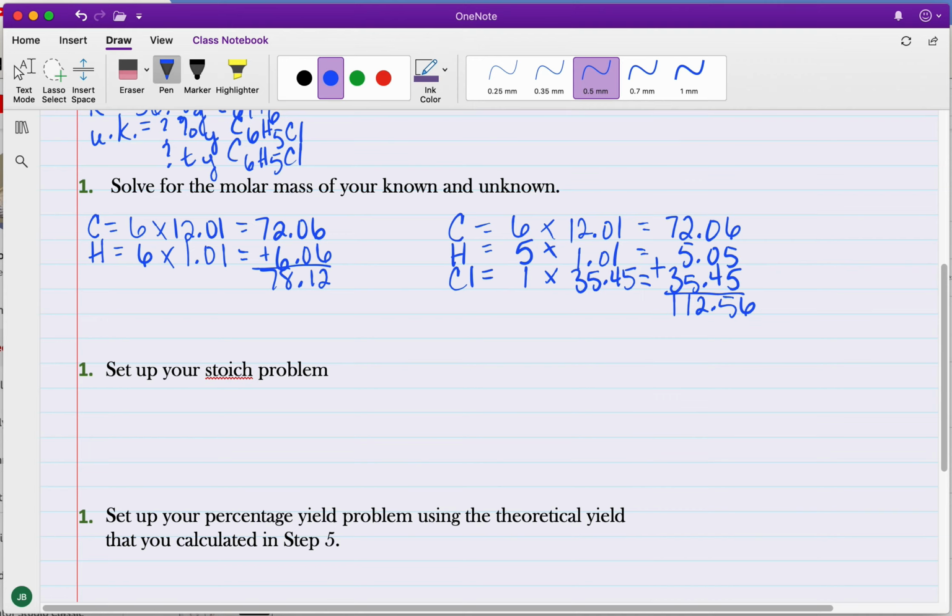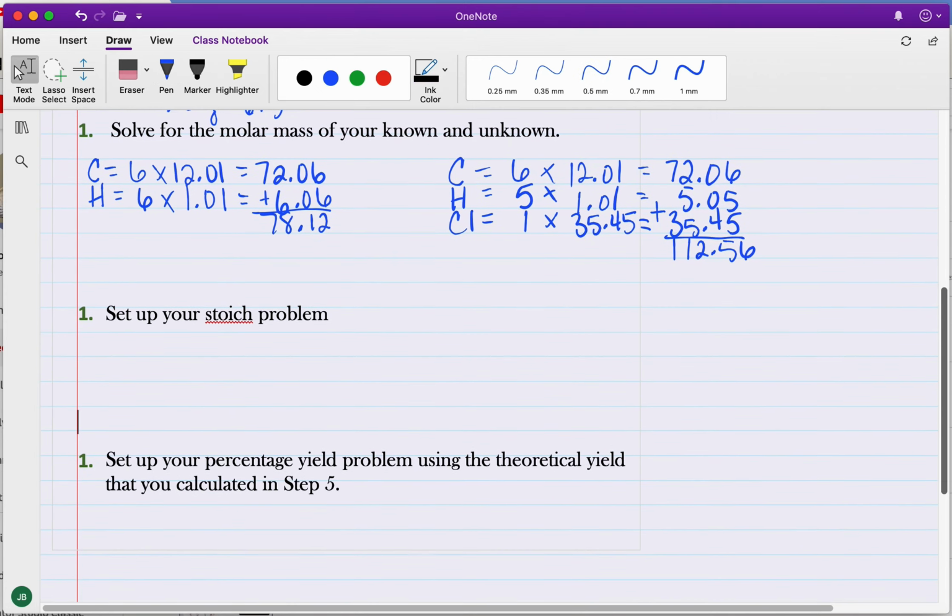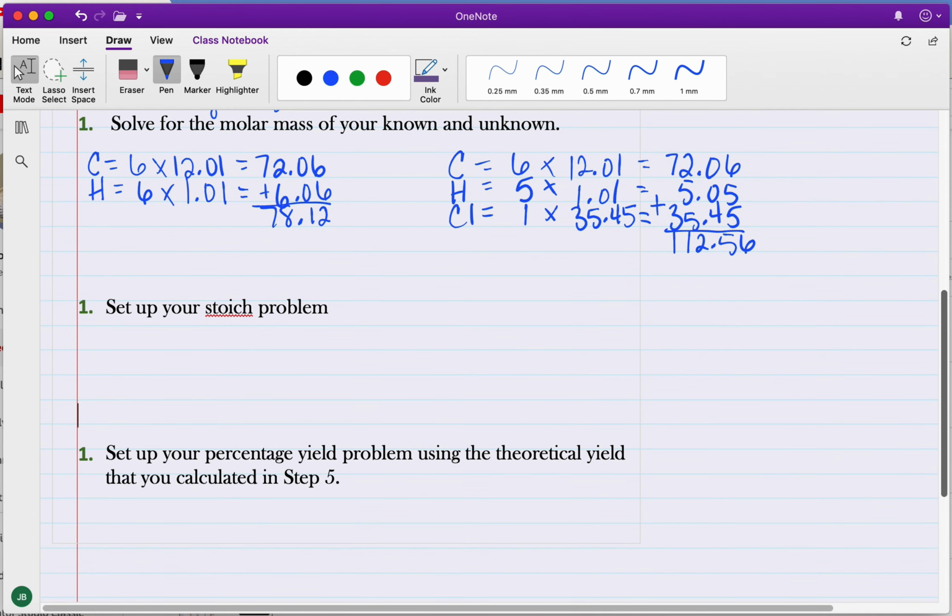All right, so I'm going to scroll this up just a little bit more. Okay, so we are going to start off with 36.8 grams of benzene.